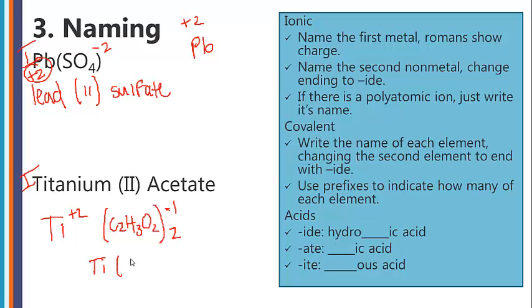So it's just titanium C2H3O2 acetate, and there's 2 of them. We need that parentheses there because I want to make sure I'm saying here's acetate and there's 2 of them, not C2H3O22. So I need that parenthesis there around my polyatomic ion.